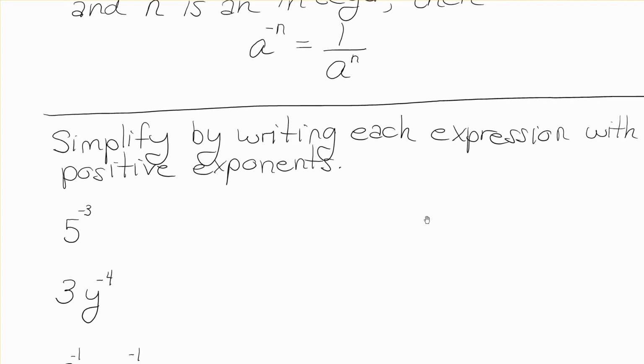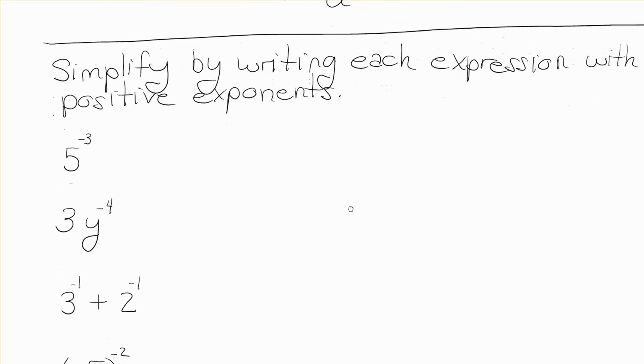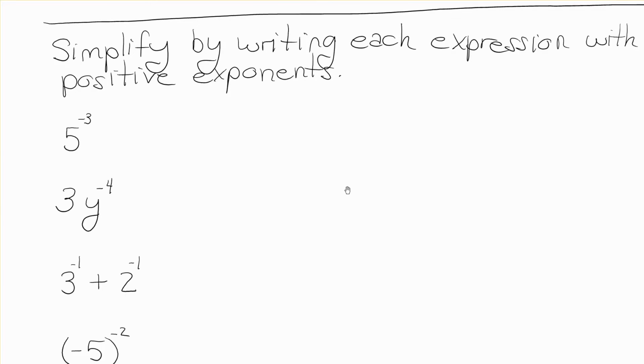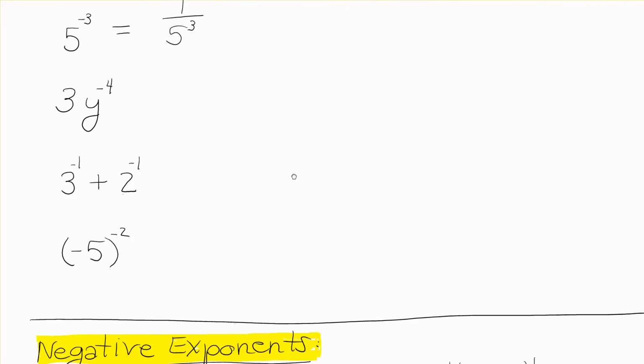We're going to take the definition of a negative exponent, and we're going to write each of these expressions with positive exponents only. So if we take a look at the definition, what we do with this 5 to the negative third power is we take the reciprocal of 5 to the third. And so we're basically taking anything that's in the numerator and putting it in the denominator. Anything in the numerator that has a negative exponent, we put in the denominator. We create that reciprocal.